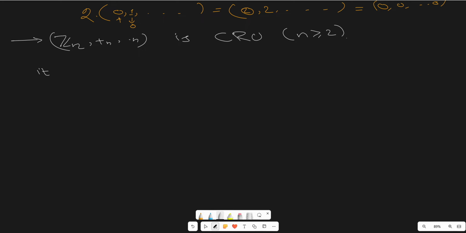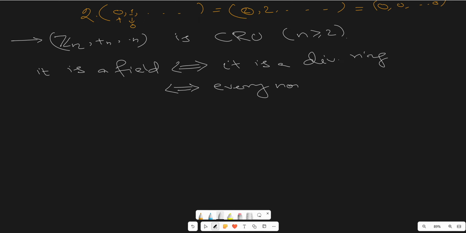Zn is a field if and only if it is a division ring. I have defined it earlier. What is the definition of a division ring? That every non-zero element is a unit, if and only if n minus 1. Are you getting my point? Every non-zero element is a unit. What does it mean?